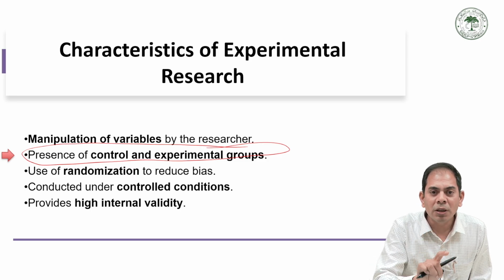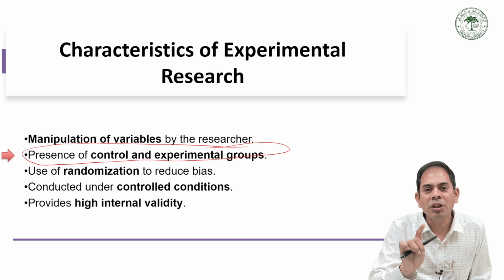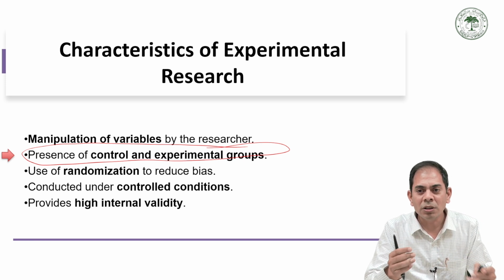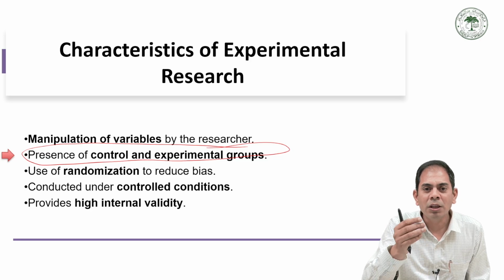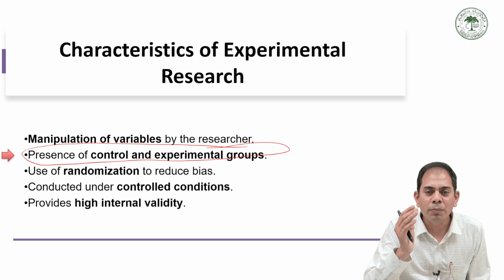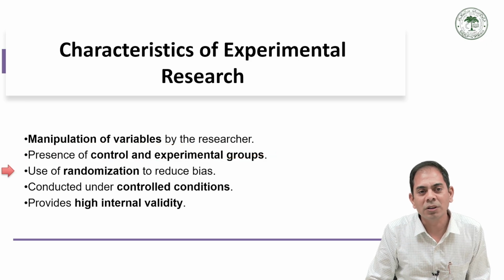This is also conducted under controlled conditions. This means the researchers try to keep the other variables constant. This ensures that the observed changes are only due to the independent variable. So this is a very important point in experimental research.